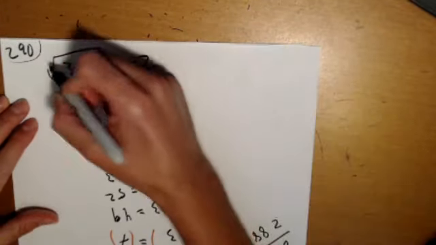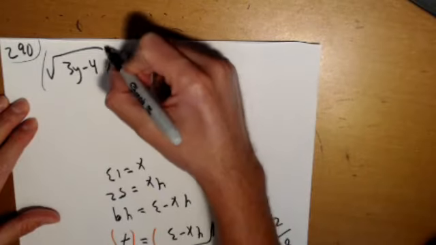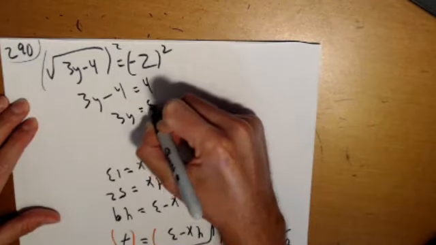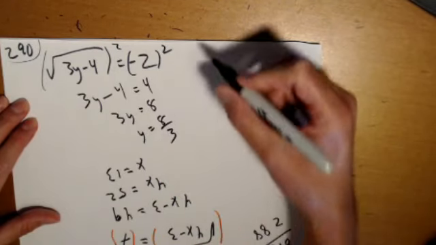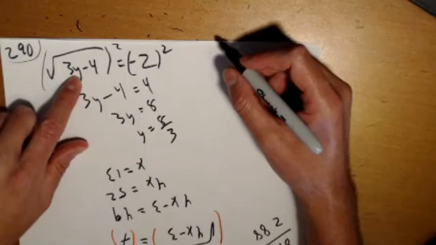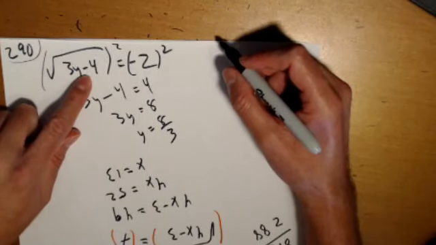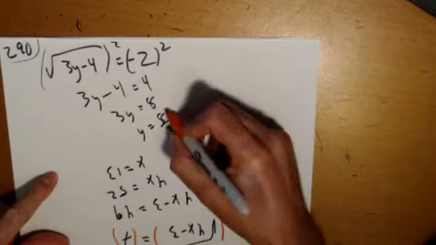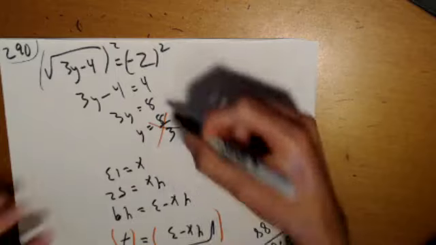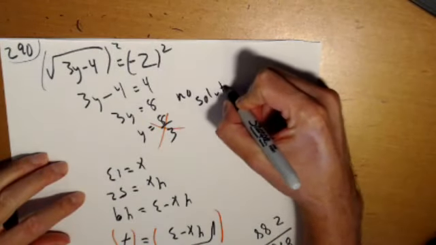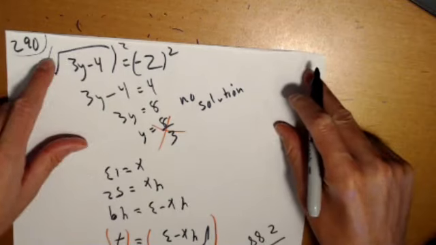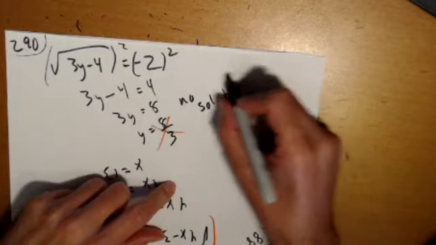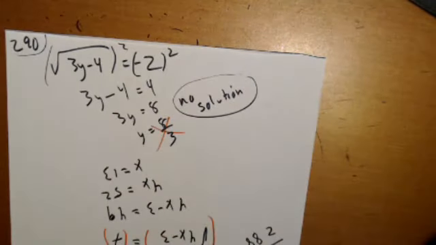Let's say you're in a rush, you're not paying attention, you square both sides, you get 3y minus 4 equals 4, 3y equals 8, y equals 8 thirds. Plug it back in: 3 times 8 thirds is 8, minus 4 is 4... and the check gives the square root of a negative number. You can't take the square root of a negative. So this answer does not work, and we say no solution. Did you notice in the very beginning that a square root is equal to a negative number? That can't happen. So no solution should make sense.